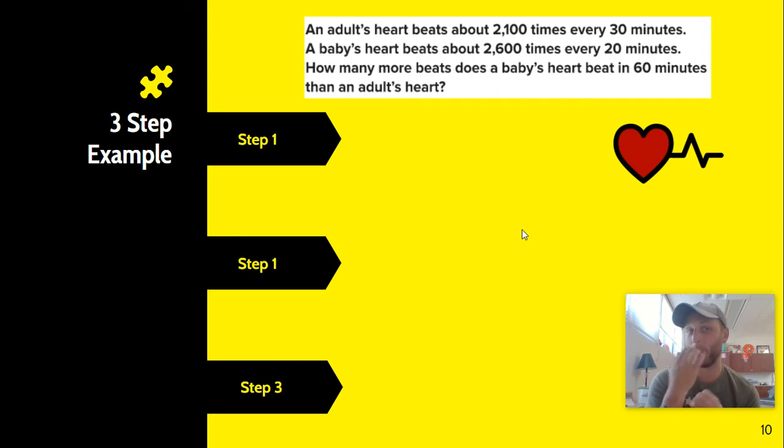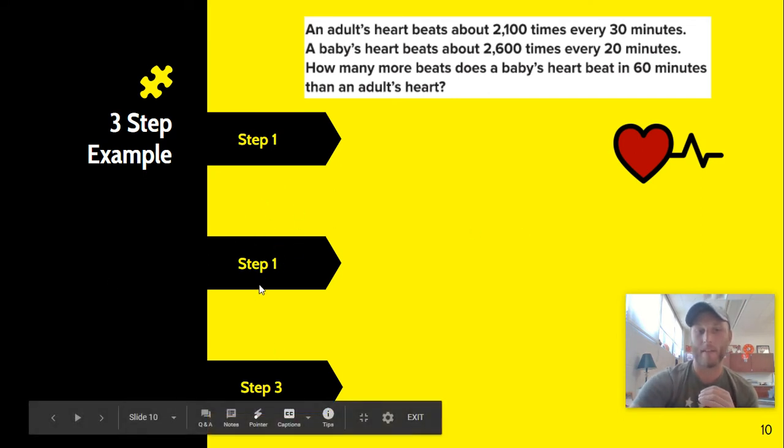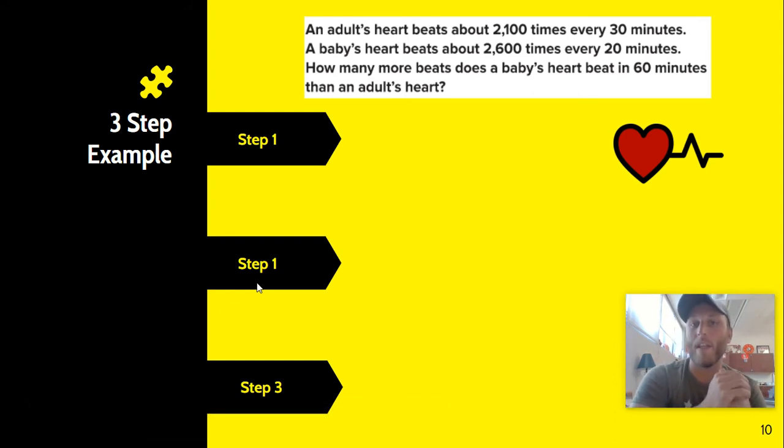If we have a story problem with big numbers, we can still break it down. But this is a kind of a 2-part question. It's going to break it down into 3 steps. Sorry, I know it says step 1, step 1, step 3. This is supposed to say step 2 in the middle. But let's look at this together. An adult's heart beats 2,100 times every 30 minutes. A baby's heart beats about 2,600 times every 20 minutes. How many more beats does a baby's heart beat in 60 minutes than an adult's heart?